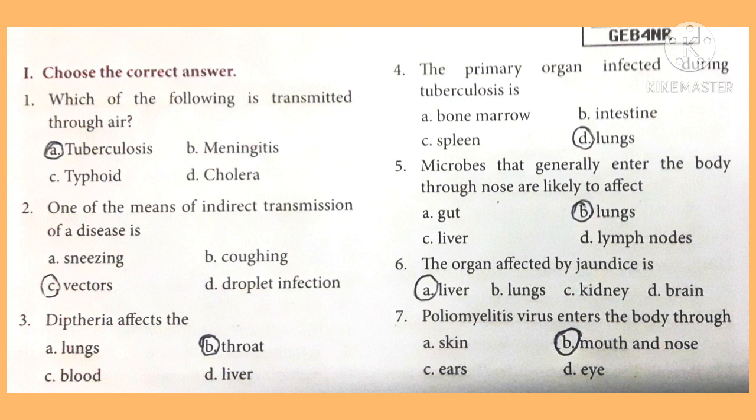Seventh one. Poliomyelitis virus enters the body through. Answer: mouth and nose. Option B.